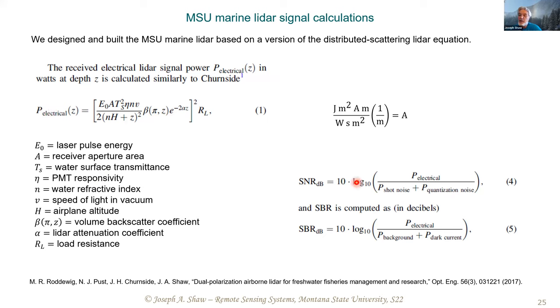And then we can calculate the signal to noise ratio as the electrical power of the signal divided by the power corresponding to shot noise and the power corresponding to quantization noise. And the signal to background ratio we might calculate as the electrical power over the power from the background signal plus the power of the dark signal. Those are quantities that you can measure. In this case, you just measure your signal with the lens cap on. And in this case, you measure it when you get to a depth that is below where you can get laser photons anymore.